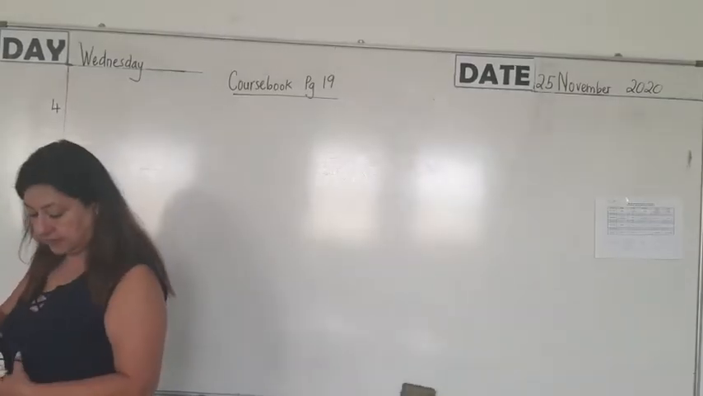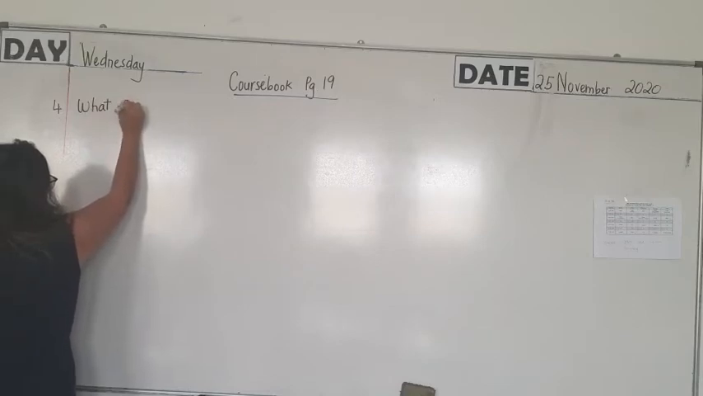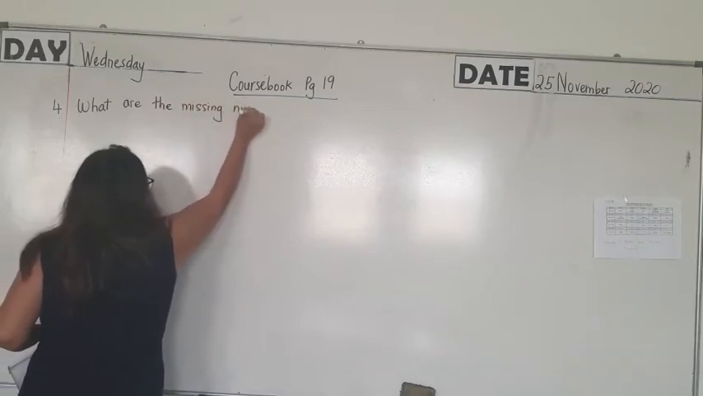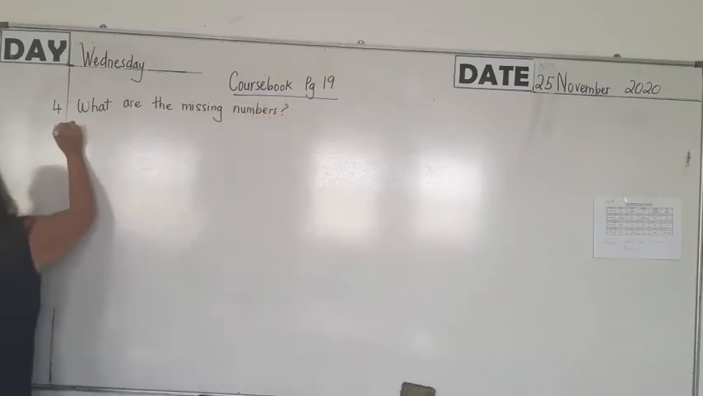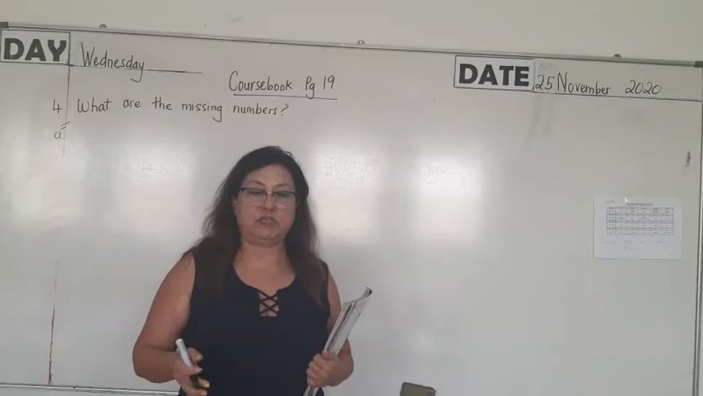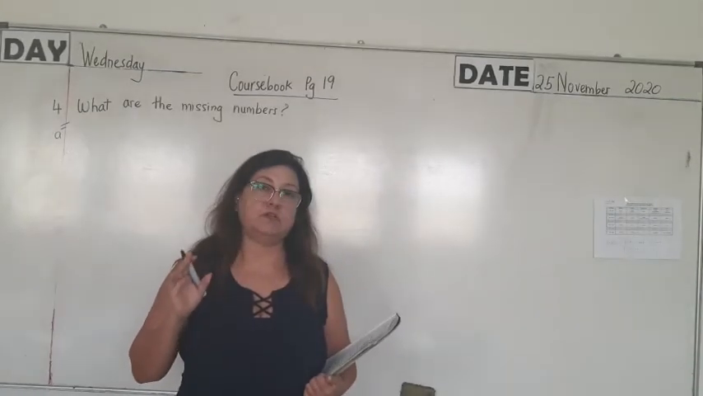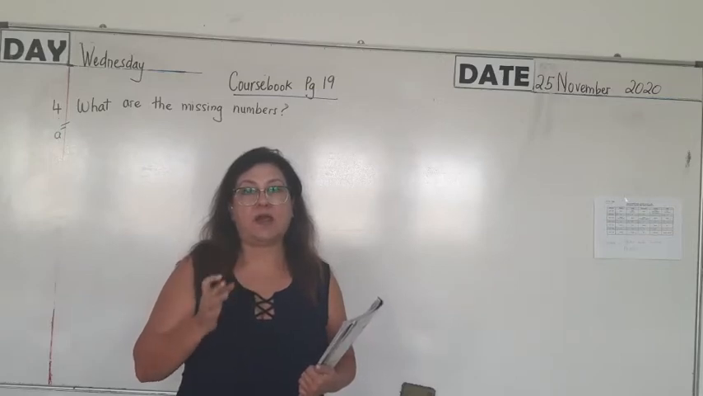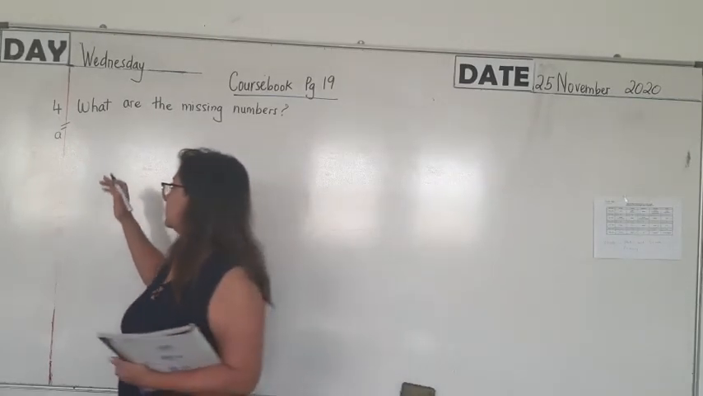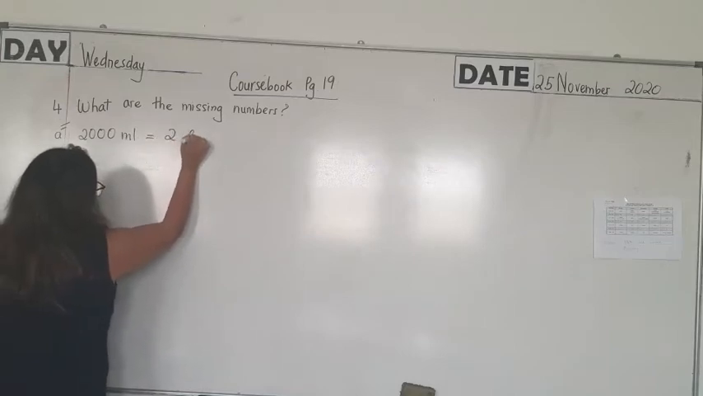Copy the question first. What are the missing numbers? Write down A. Now remember, it's all the same whether the unit of measurement is kg or km or L. It's 1000 ml is equal to 1 liter, or 1000 grams is equal to 1 kg, alright, or 1000 meters is equal to 1 kilometer. Right, so it's the same thing for all the units of measurement. So here, 2000 ml is equal to 2 L.